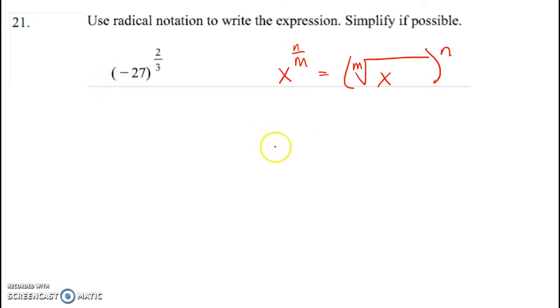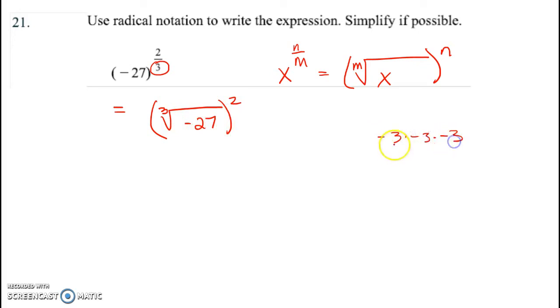So using that definition, I'm going to say this is the same as we're taking the cube root of -27 and then we're squaring it. Okay? What number times itself gives you -27? I think it's -3 times -3 times -3. Those multiplied together are +9.